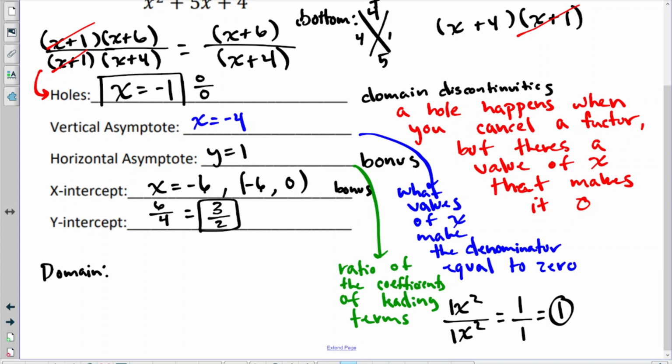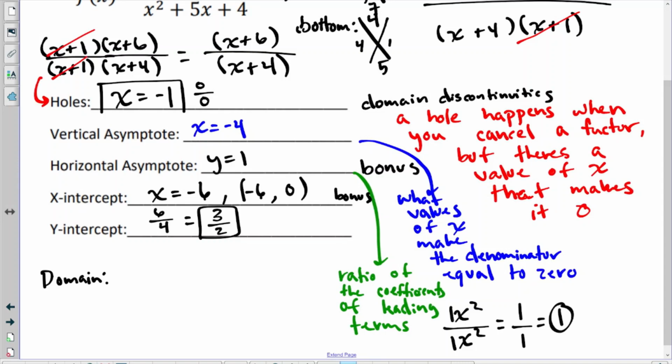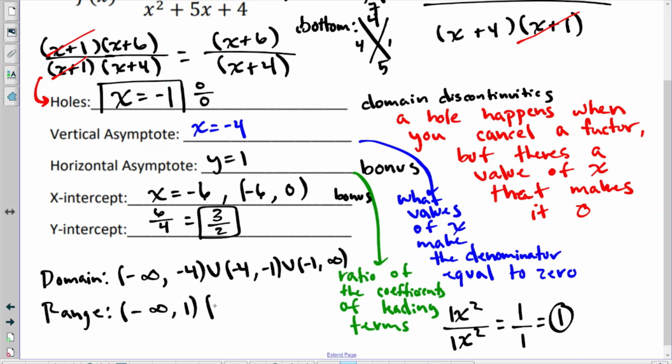Remember, your domain is all your possible x values. And so it's any place left to right where I get stopped is where my domain is going to get stopped. My two discontinuities happen when x is -4 and x is -1, which means my domain looks like this. I can go all the way to the left, -infinity to -4, union, -4 to -1, union, -1 to infinity, right? That's any place I can go left to right. And then my range, I know the only value that I can't get to is where my horizontal asymptote is. And so it's just -infinity to 1 and 1 to positive infinity.